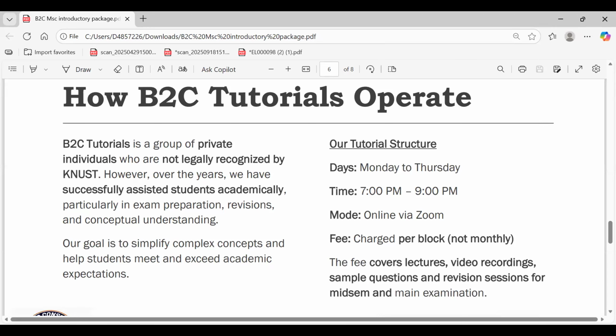We do not charge when it is revision time. Once you are part of B2C, the payment you make per block covers your 1 month of lectures. It also covers revision and exams, so both mid-sem and main exams are covered by the charge you pay per block. We do not charge students separately for mid-sem, main exams, or revision. We do not do that.